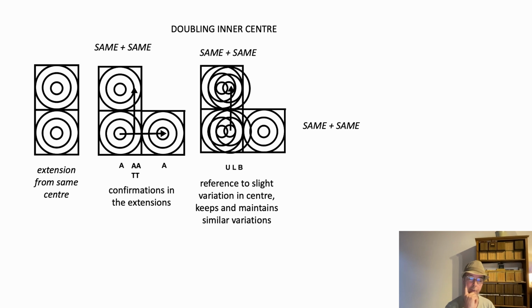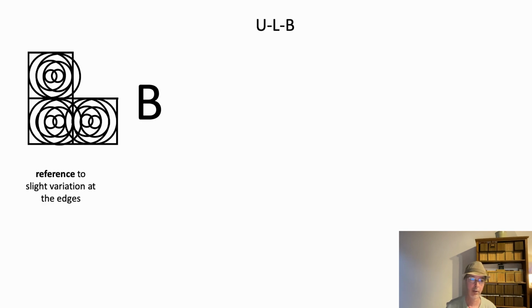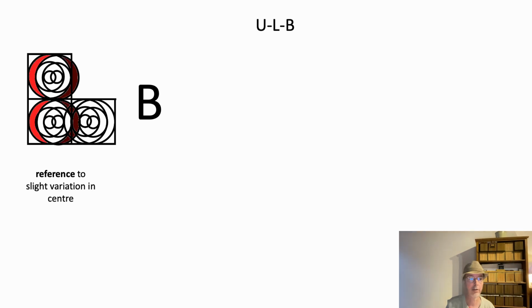With the next level of letters, U, L and B, we know that there's an inner center, a little bit of balancing there. So there also the references will go towards variations that maintain the similar kind of variations. The B, if you would extend it with more forms, you only have the reference to the same kind of variations at the edges.